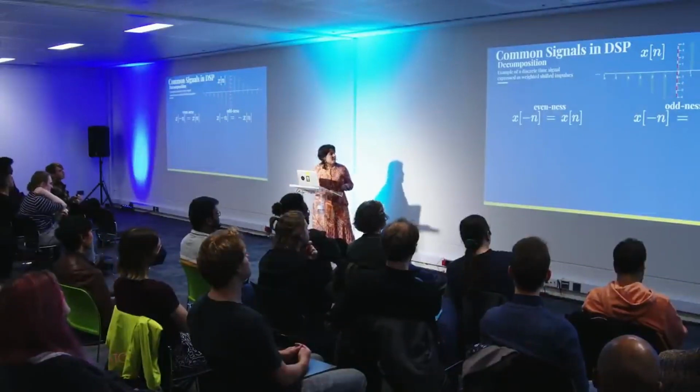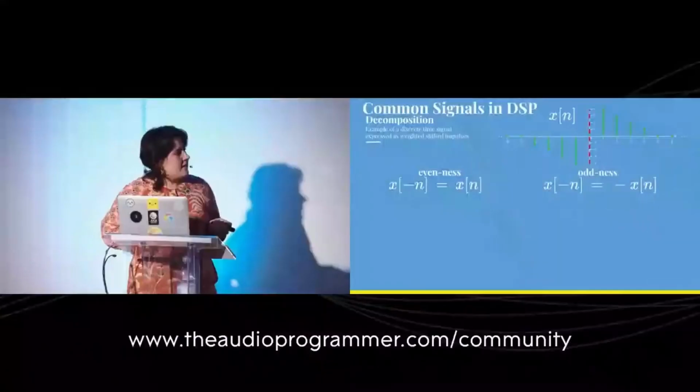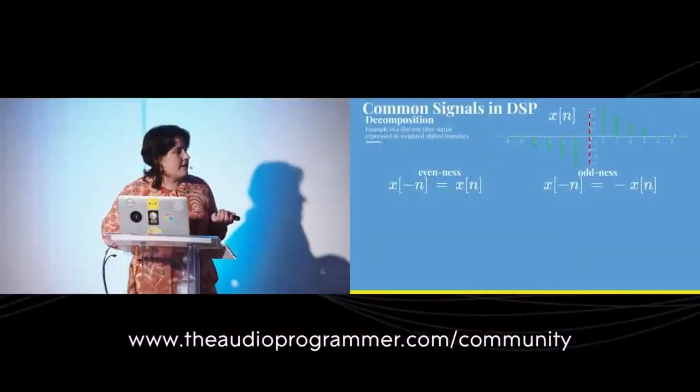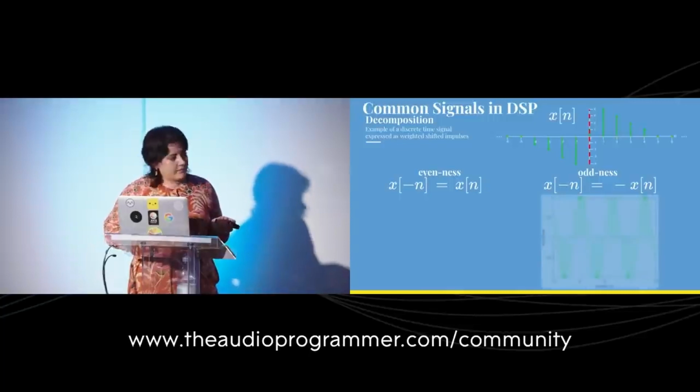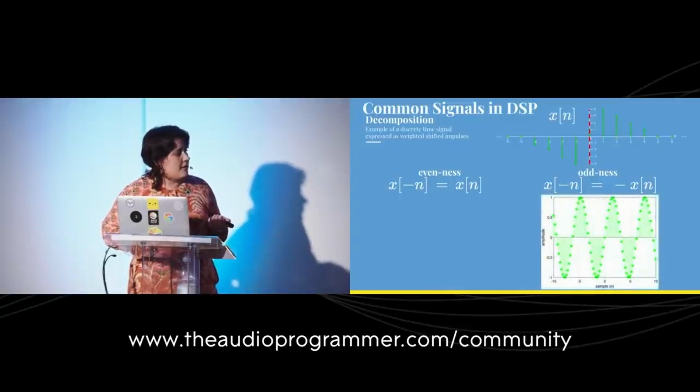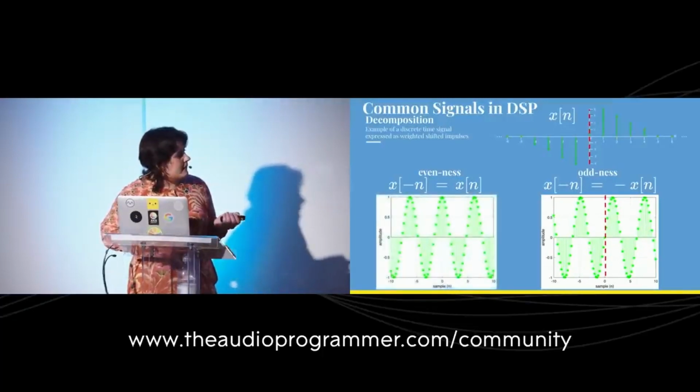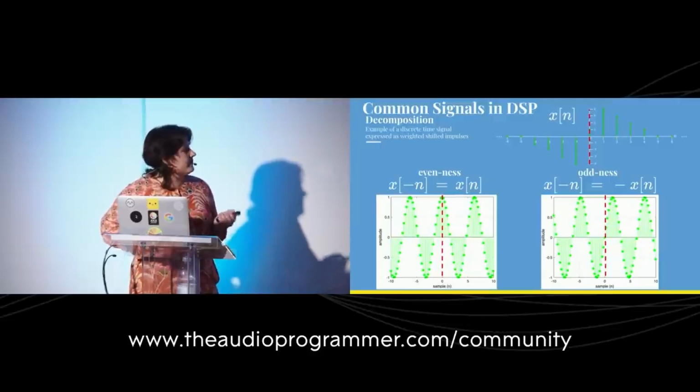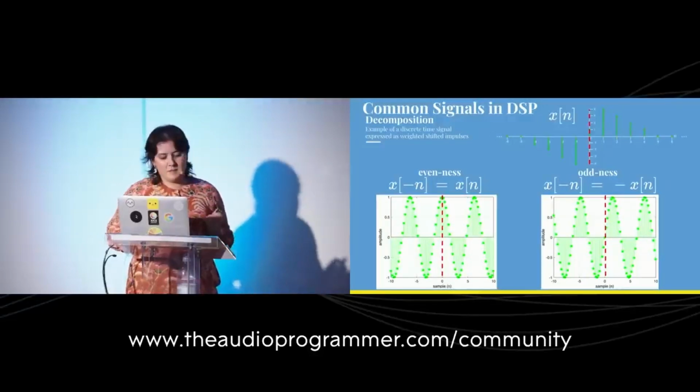There are 2 very important signals in DSP that have these conditions. The first one is a sine wave. A sine wave, by definition, is an odd signal. You can see that it has oddness around the y-axis. An important even signal is a cosine wave. We can see that it has evenness around the y-axis. Okay, let's get back to impulse decomposition.